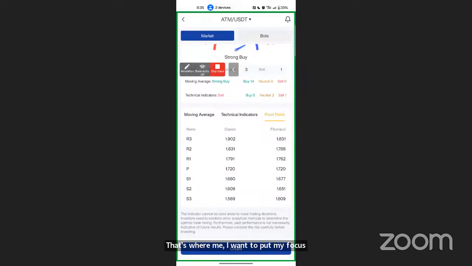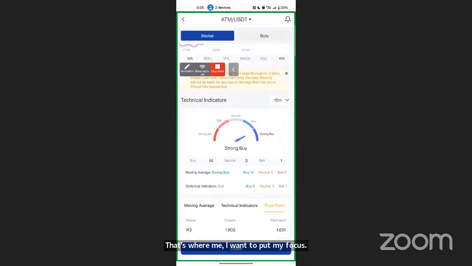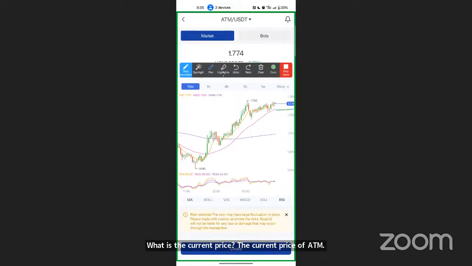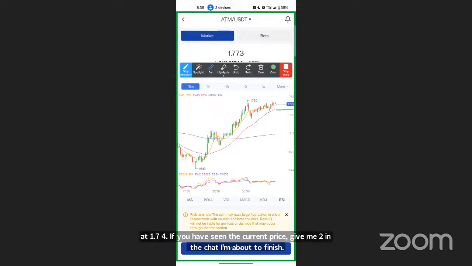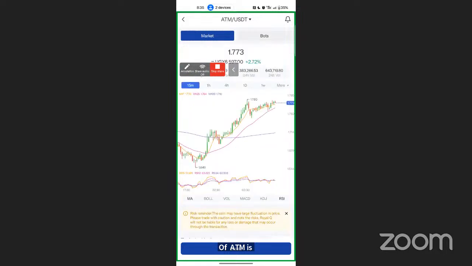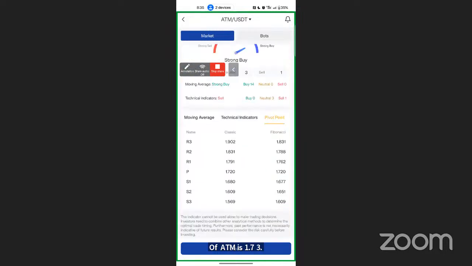For example, let's focus on ATM. What is the current price? The current price of ATM, look here, friends, is 1.774. If you have seen the current price, give me a 2 in the chat. I'm about to finish. The current price of ATM is 1.773. Now let's come here. We are in the 15 minutes, I believe.